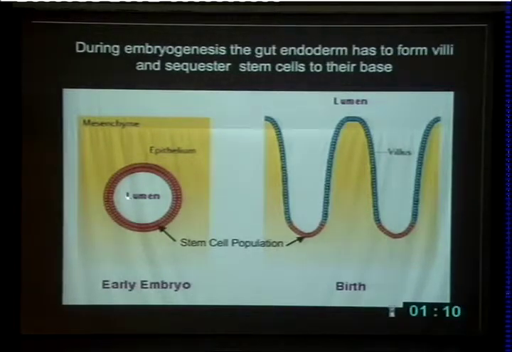And there are two things that have changed. Number one, you go from a smooth lumen to having these projections, these villi, these fingers reaching in. So how do you form such structures? How does that morphogenesis arise?